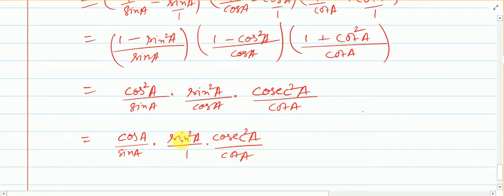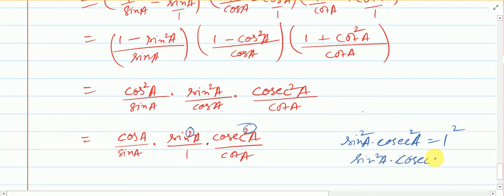Now here you can see that sin square a into cosec square a, and both are reciprocal of each other and power is same. You know that sin a into cosec a will be 1, because they are reciprocal of each other. So if you square both the sides, you are getting sin square a into cosec square a equal to 1.